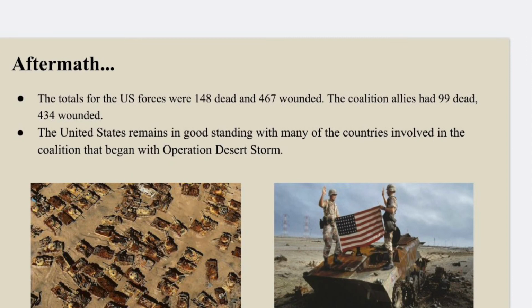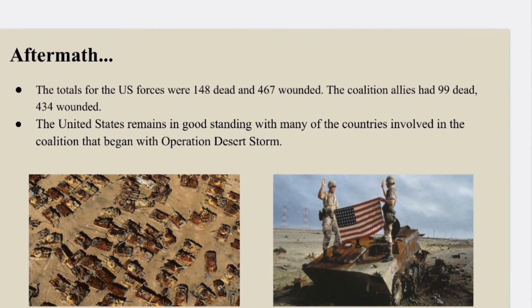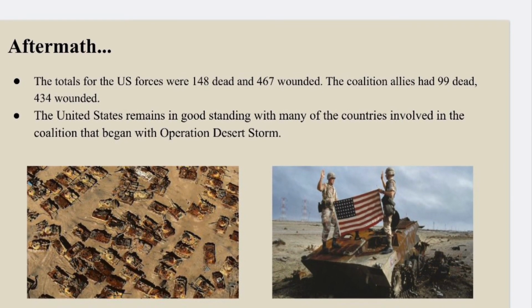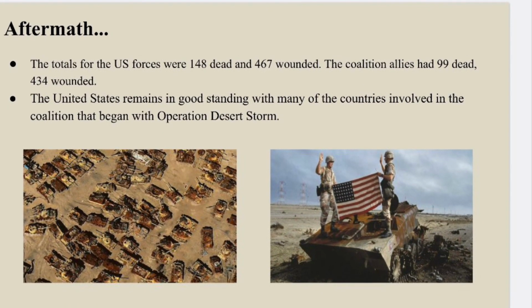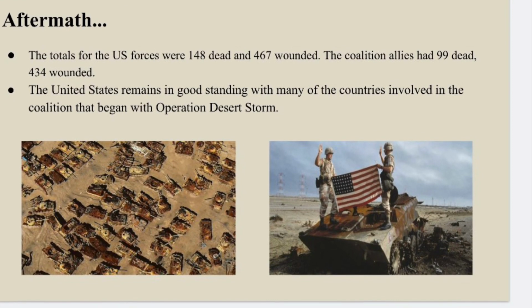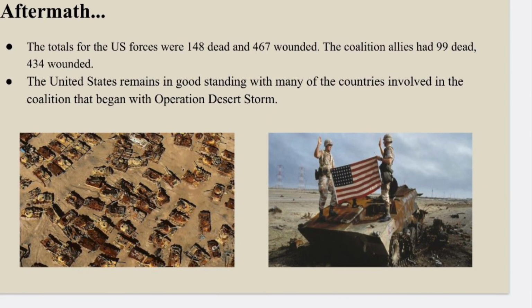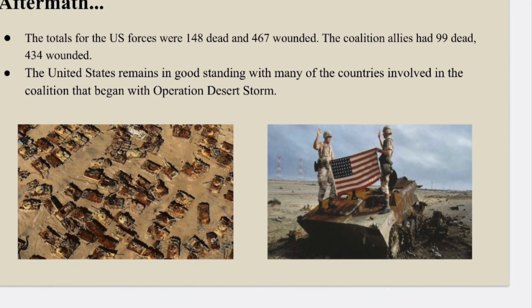The totals for the United States forces were 148 dead and 467 wounded. The coalition allies had 99 dead and 434 wounded. The United States remains in good standing with many of the countries that were involved in the coalition that began with Operation Desert Storm.